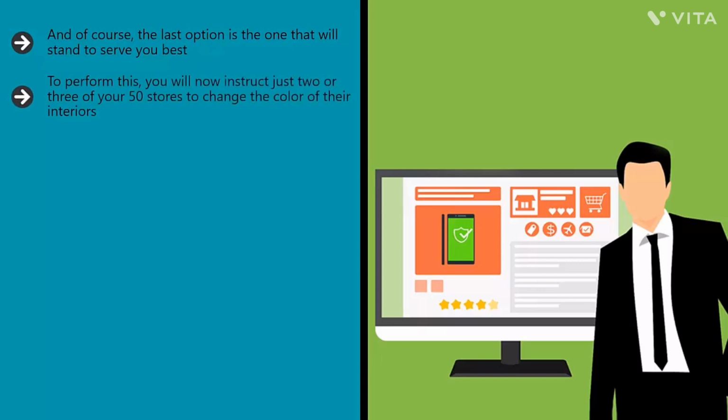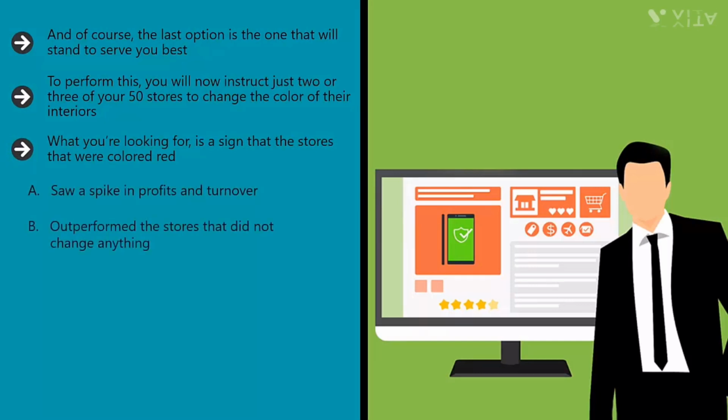To perform this, you will now instruct 2 or 3 of your 50 stores to change the color of their interiors. You'll then monitor the progress of those stores for the next 6 months, and then collect all the data together to see what it can tell you. What you're looking for is a sign that the stores that were colored red, A, saw a spike in profits and turnover, B, outperformed the stores that did not change anything.